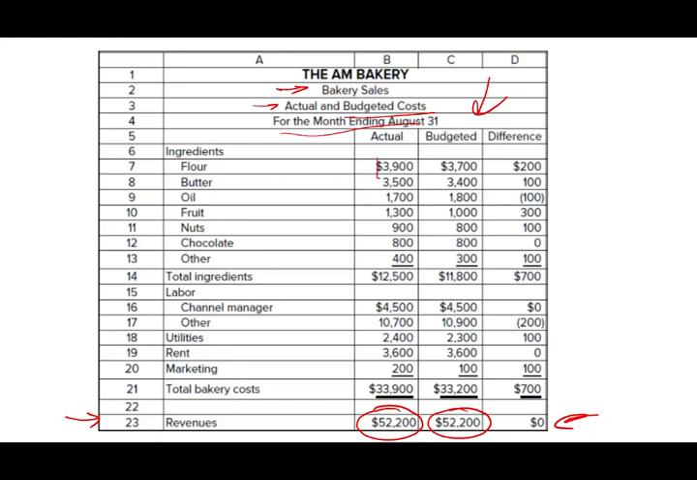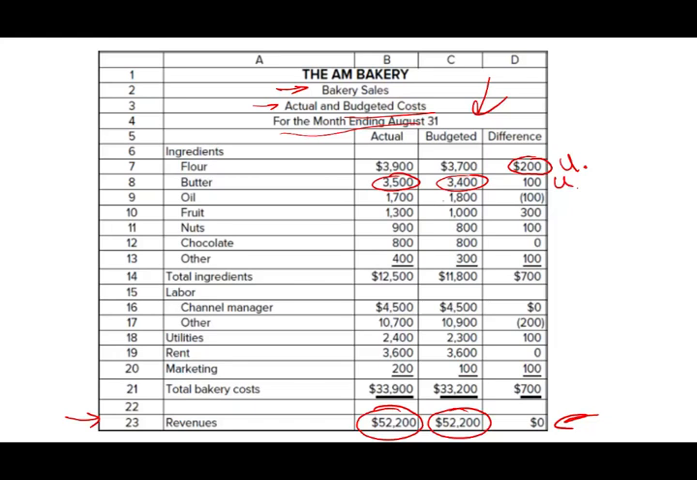Ingredient, the actual was 3,900. We thought we were only going to spend 3,700. Well, guess what? We spent more. The difference is what we're going to call later on unfavorable. It was not good because we spent more on flour than we thought. And eventually we're going to have to find out why we spent more, because maybe the flour cost was higher, or did we spend more because the employees were not doing a good job and they wasted flour. Okay. Butter, same thing. 3,500, 3,400, unfavorable.